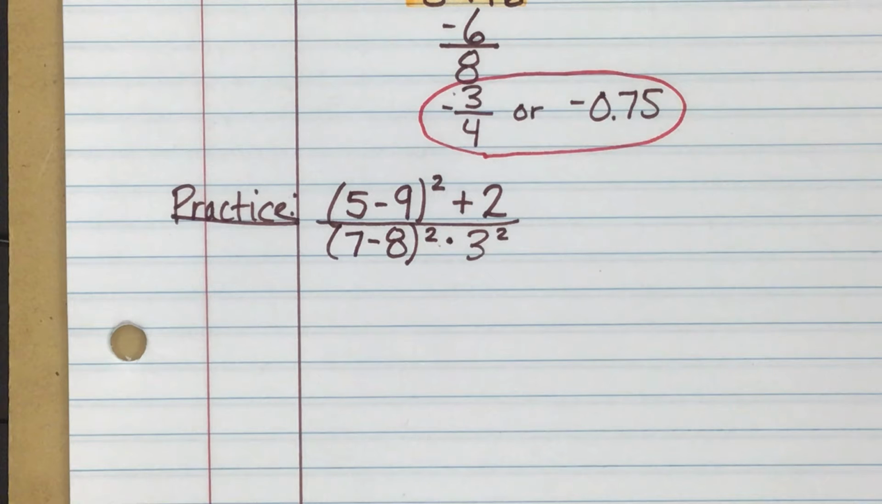Anyone else? Yeah. 18 over 9. Okay. What does 18 over 9 reduce to? 2. 2. Okay. Alright. So let's take a look and see how you did.